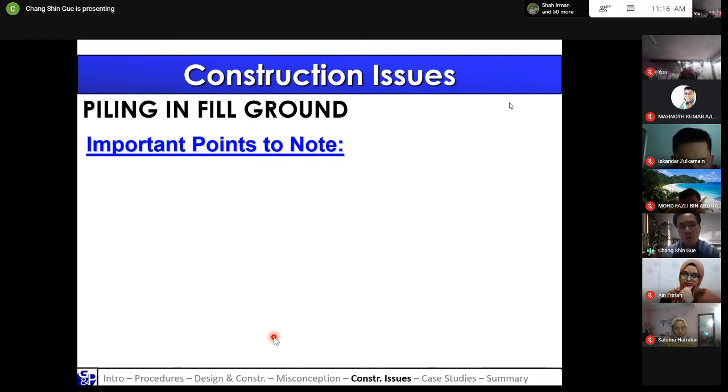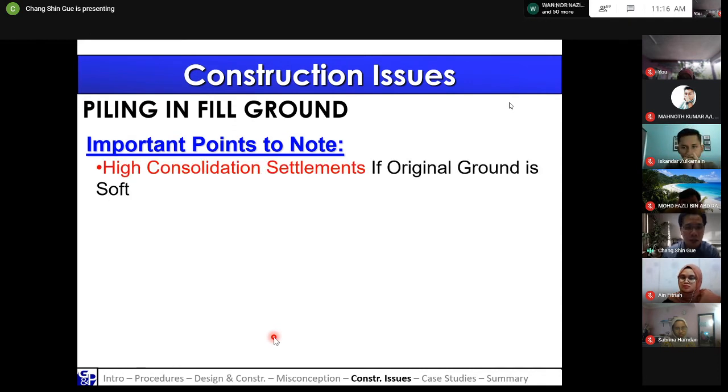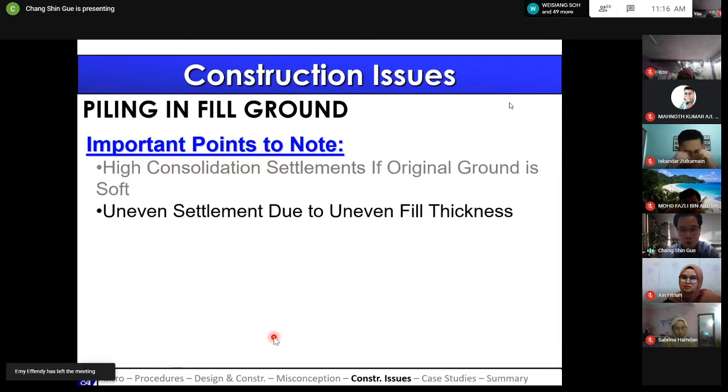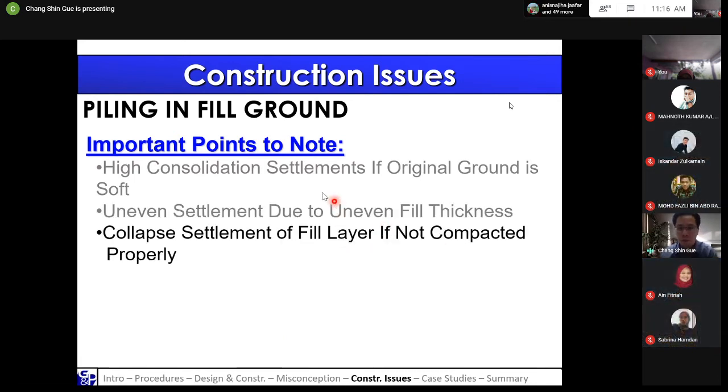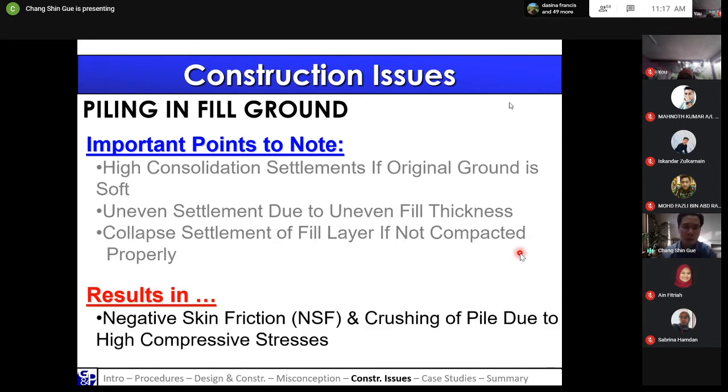Now, moving on to fill ground instead of rock, there are also some important points that you need to be aware of if you're piling in fill ground. Particularly, it's the high consolidation settlement if the original ground is soft. And you will also experience uneven settlement due to uneven fill thickness. And you may have collapse settlement of the fill layer if it's not compacted properly. And most importantly, if you are piling in fill ground with soft ground underneath, you may then have negative skin friction, which is actually crushing. You have additional load which may crush your pile due to the high compressive stress.